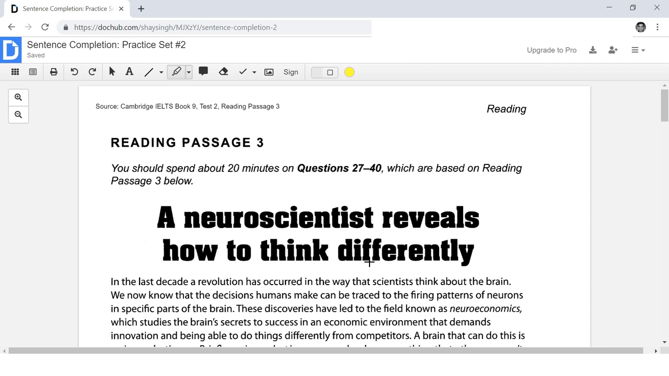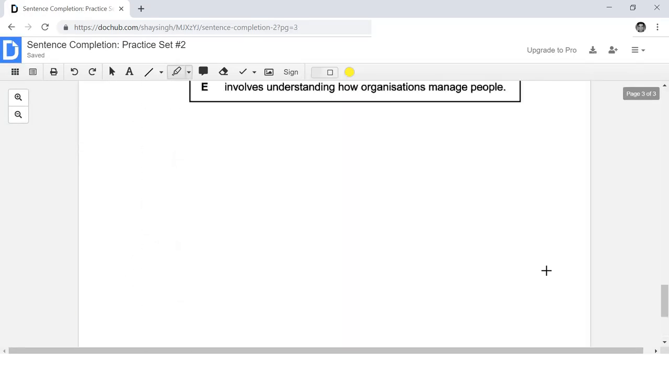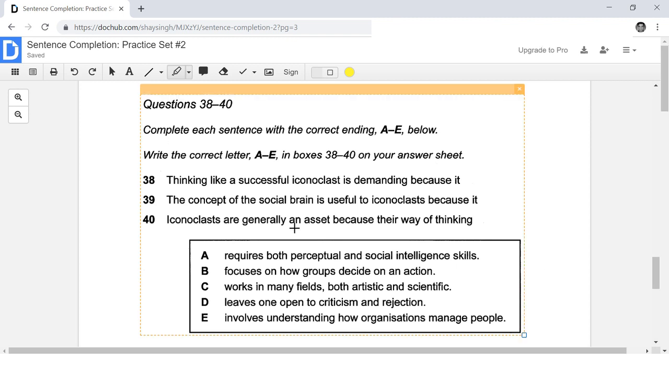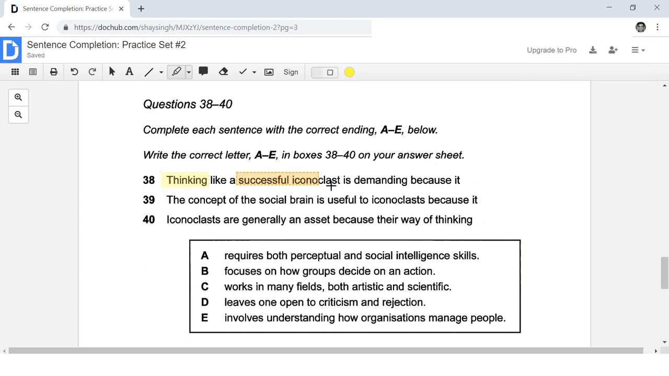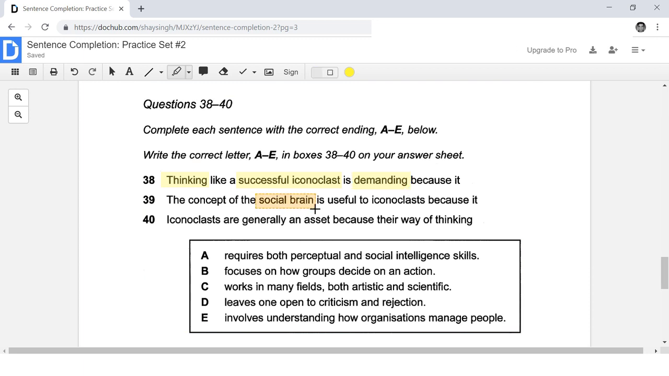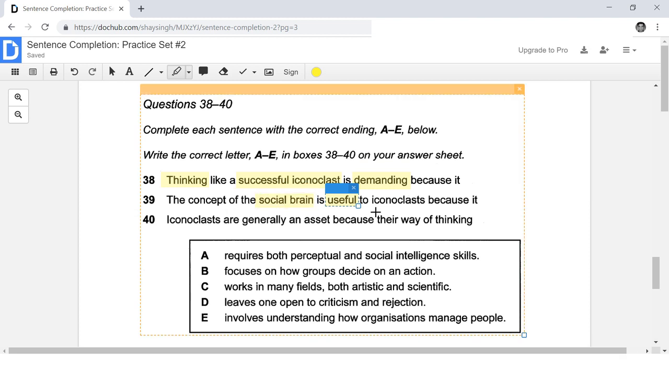Okay, so now we know what the article is going to be about. We have a general idea about this reading passage. Let's go right down to our question set down here, and we're going to start off by first marking our keywords. So number 38, thinking like a successful iconoclast, is demanding. Number 39, the concept of the social brain, something about this concept being useful to iconoclasts.